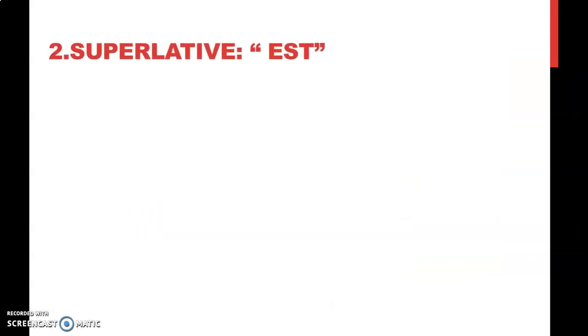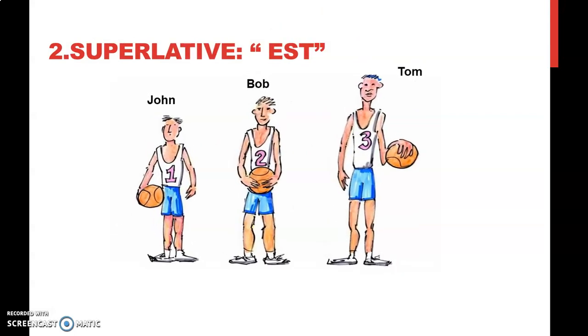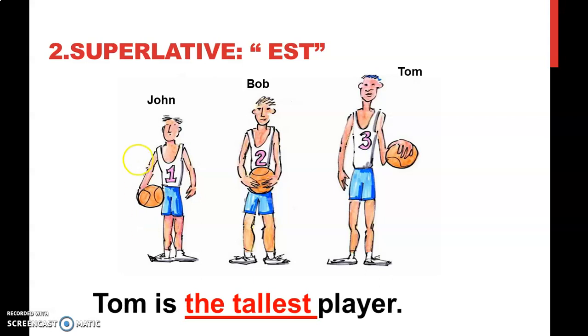Okay, superlative. So superlative is when we have to use est. So superlative is when you compare more than two. Okay, for example, I have here 3 basketball players, John, Bob, and Tom. So as I said, superlative is when you compare more than 2. What should I say? Can you think? Yes, Tom. Okay, look at him. Tom is the tallest player. The tallest player. Yes, that's correct.